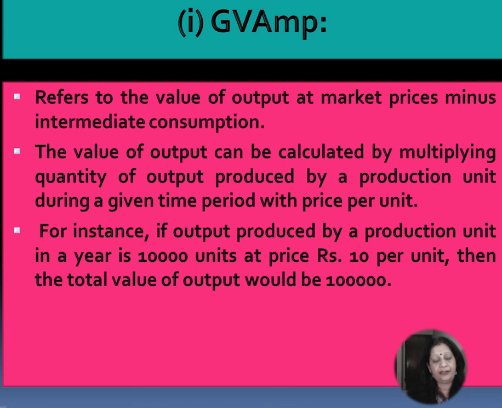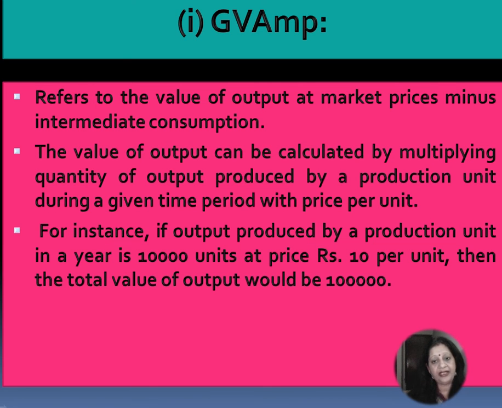Gross value added at market price refers to the value of output at market prices minus intermediate consumption. That means GVA can be calculated from the value of output at market price minus the intermediate consumption. So the value which we get after the subtraction is known as GVA at market price. That means gross value added at market price.